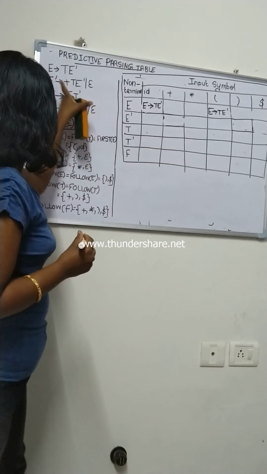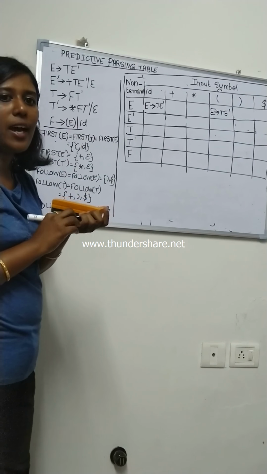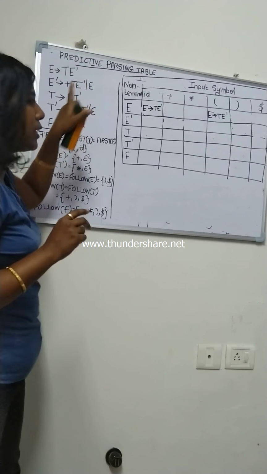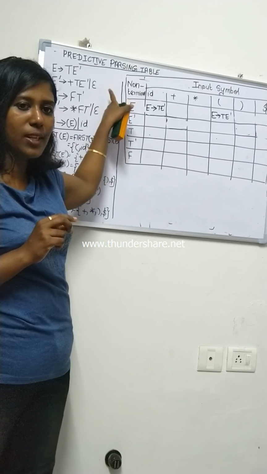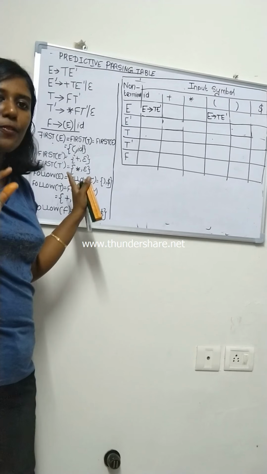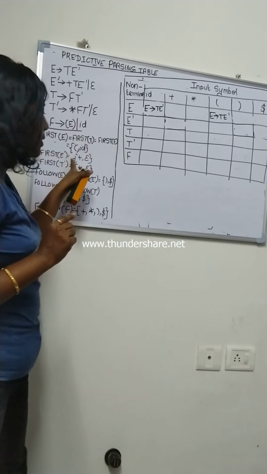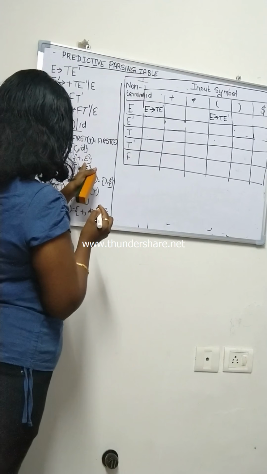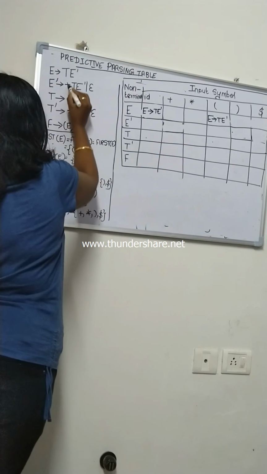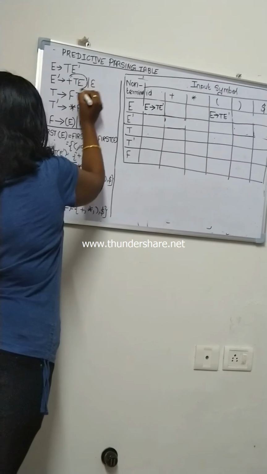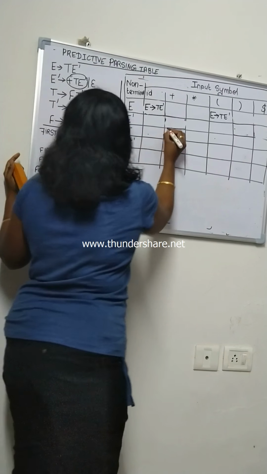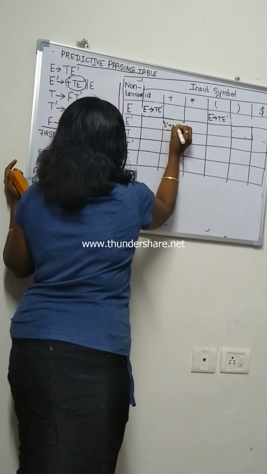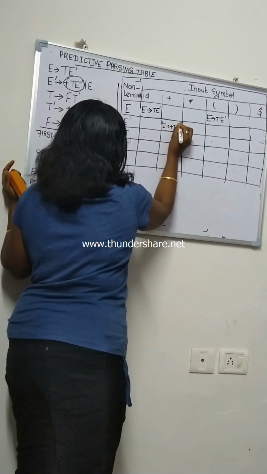Now coming to the second production, E dash. I have two productions. One is E dash derives plus TE dash, and we have one more production, null value. Now see first of E dash. First of E dash is plus comma null value. So in the place of plus, we are going to fill this part. So E dash derives plus TE dash.